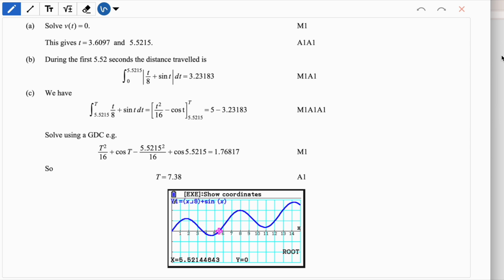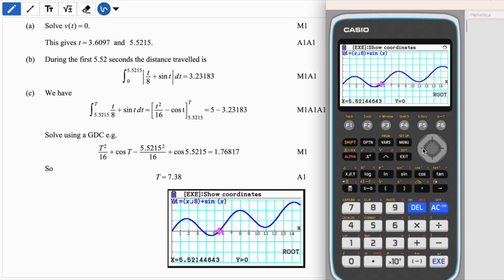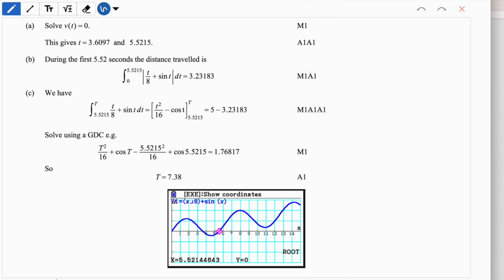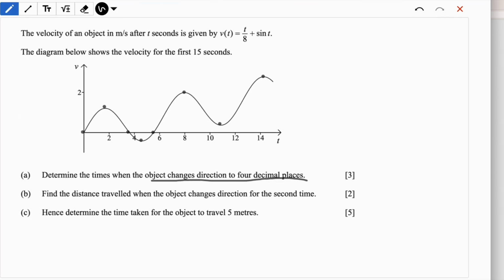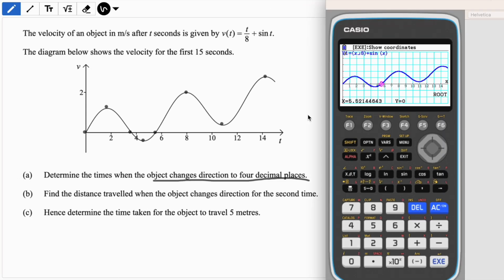So 3.6, if you go back, yes, 3.6097, correct. And next one is 5.52. Yes, so both answers are correct. So we need to solve for 0. Let me repeat why. The reason why we solved for 0 is because it says direction.